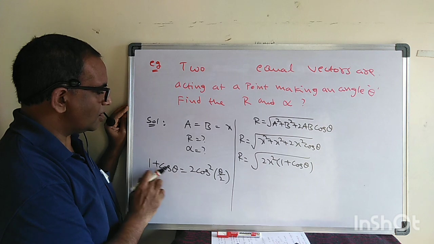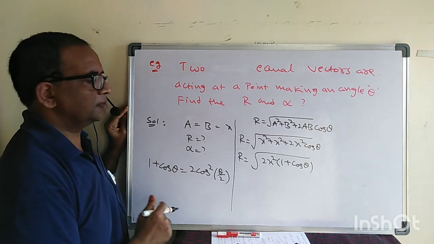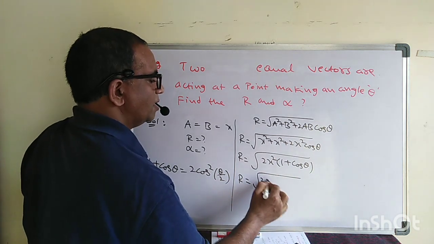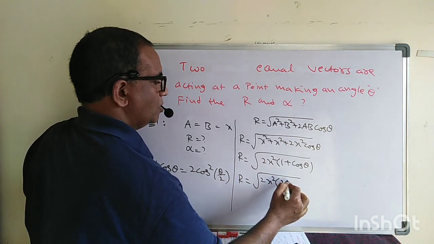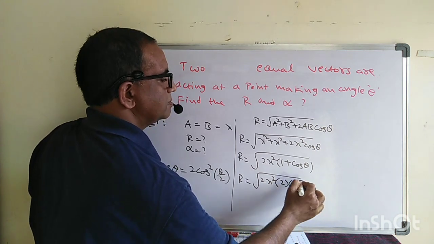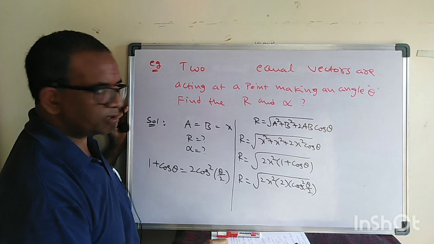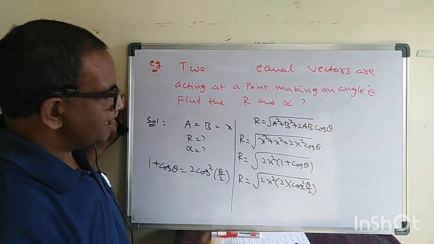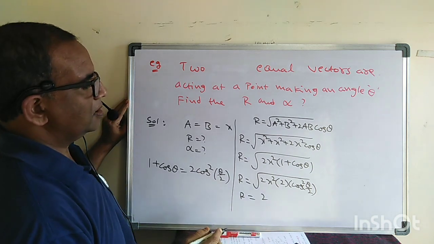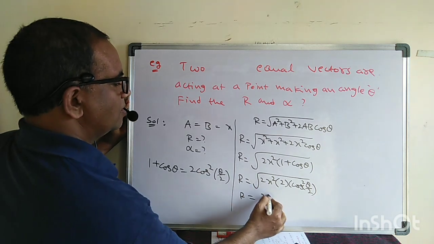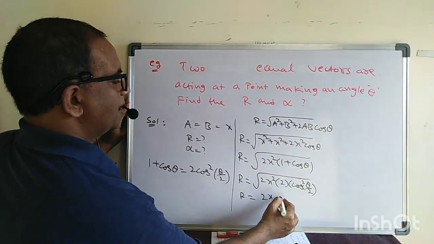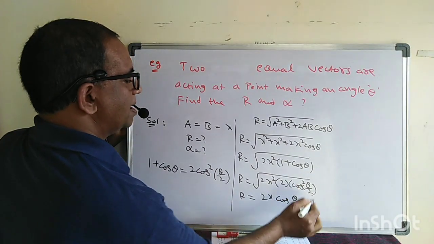Okay, see here, 1 plus cos theta is equal to 2 cos square theta by 2. Therefore, let us substitute here. R is equal to root over 2x square into 2 cos square theta by 2. Observe carefully: this one is 2, 2. Therefore, see what the result is. 2, and here x square is x. So x, and what is this? The square root of cos square theta by 2. So 2x cos theta by 2.